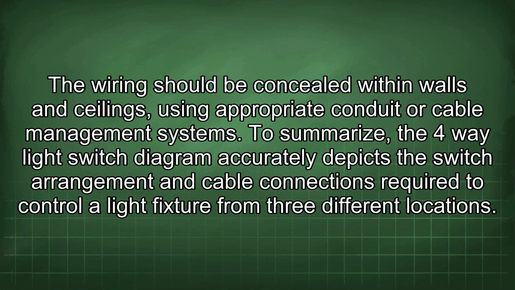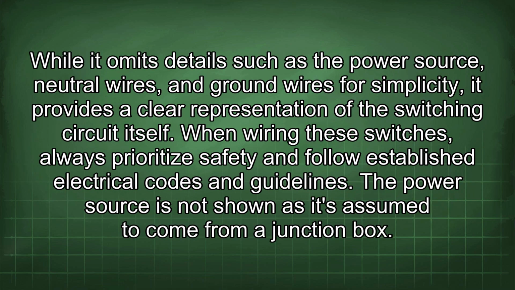To summarize, the four-way light switch diagram accurately depicts the switch arrangement and cable connections required to control a light fixture from three different locations. While it omits details such as the power source, neutral wires, and ground wires for simplicity, it provides a clear representation of the switching circuit itself. When wiring these switches, always prioritize safety and follow established electrical codes and guidelines.